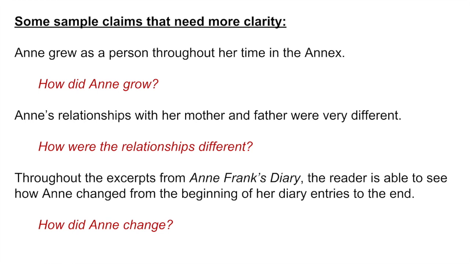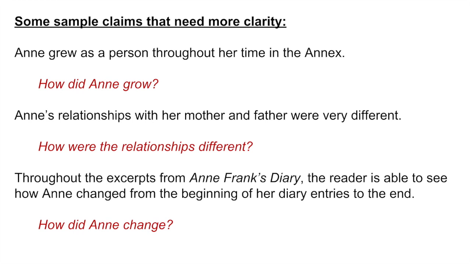So here are some claims that I took from your work as I started to go over some of the responses. So one claim is Anne grew as a person throughout her time in the annex. That is a true statement, or it is simply a statement. Is it arguable? Is there a simple point you are proving? So my question would be, how did Anne grow? Here's a second example that came from another student. Anne's relationships with her mother and father were very different. That is a statement, not a claim. How were the relationships different? That must be defined in order to be a claim.